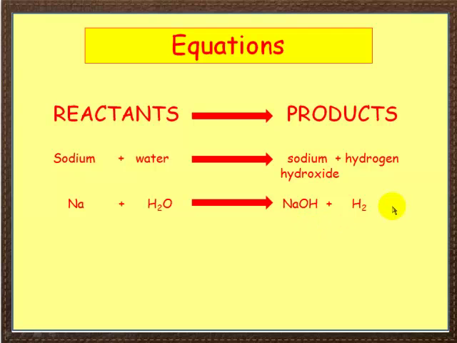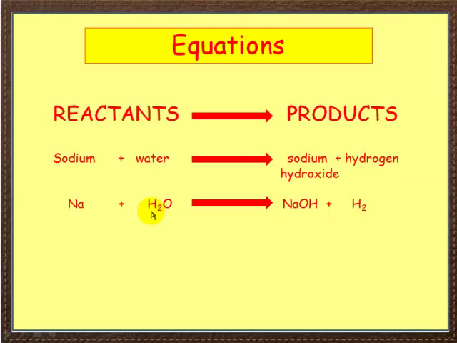Now here we come to the bit people hate, the balancing bit. Everything has to balance on both sides of the equation. Just check. We've got 1 sodium there, 1 there. That balances. 2 hydrogens there, but look, we've got 1 and 2 makes 3. You've got 3 this side, 2 that side. That's not balanced, is it? 1 oxygen, 1 oxygen. Right.